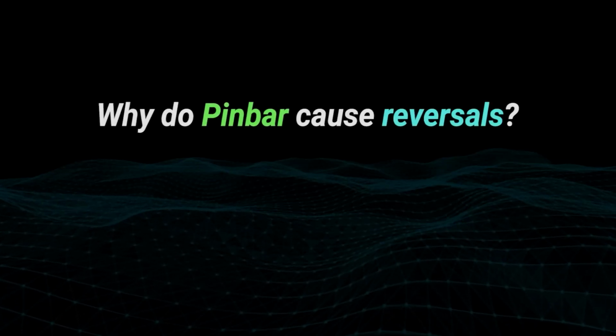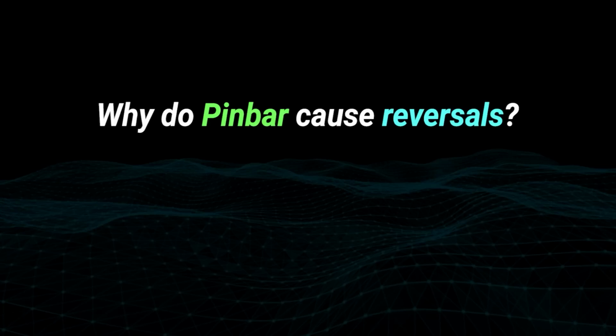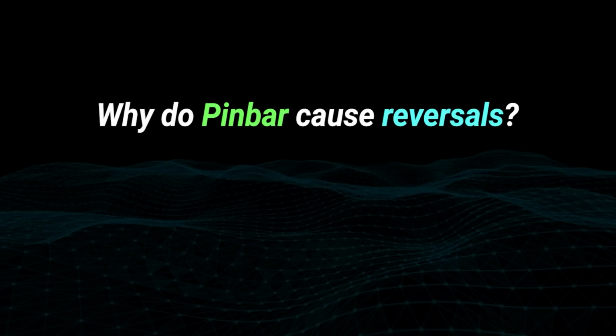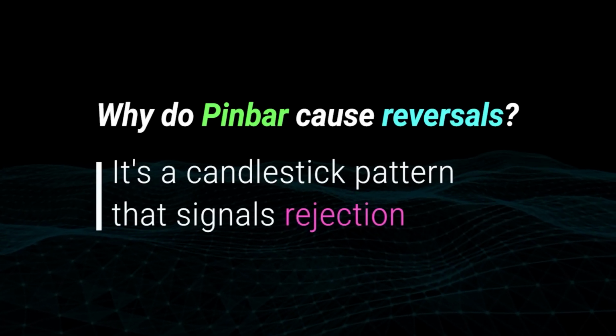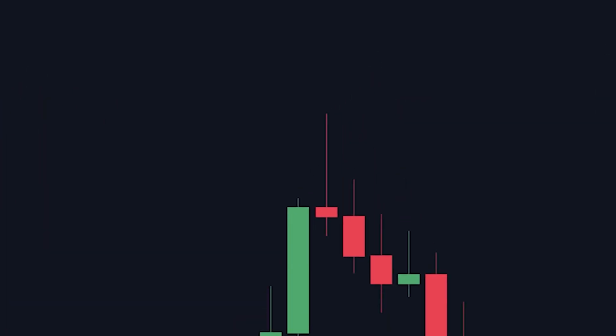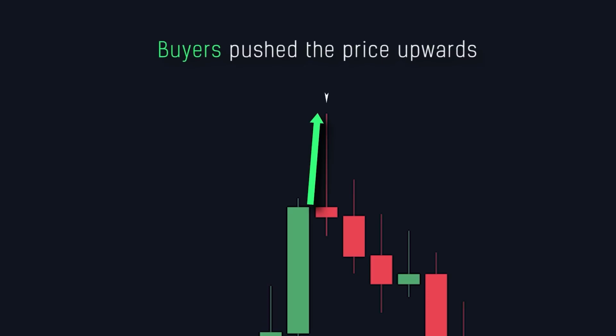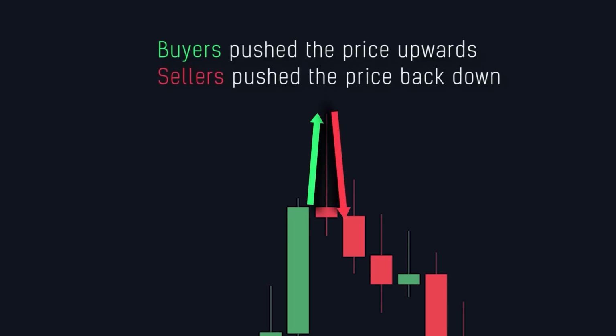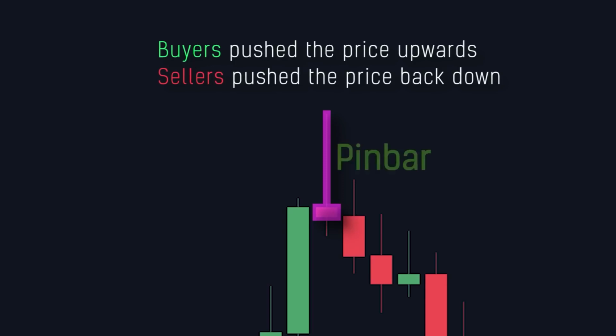Now the question is, why does the appearance of a pin bar mean that a price reversal will happen? The logic behind it is that it is simply a candlestick pattern that signals rejection. Let me visualize this for you. In this example, we spotted a strong upwards momentum as buyers pushed the price all the way up towards the highest point of this candle. But then, before the candle manages to close, sellers started coming in and pushed the price back down, rejecting that previous upwards momentum. So as you can see, that rejection by the sellers caused this candle to have a small body and a long wick that sticks out, which, as we know, is called a pin bar.